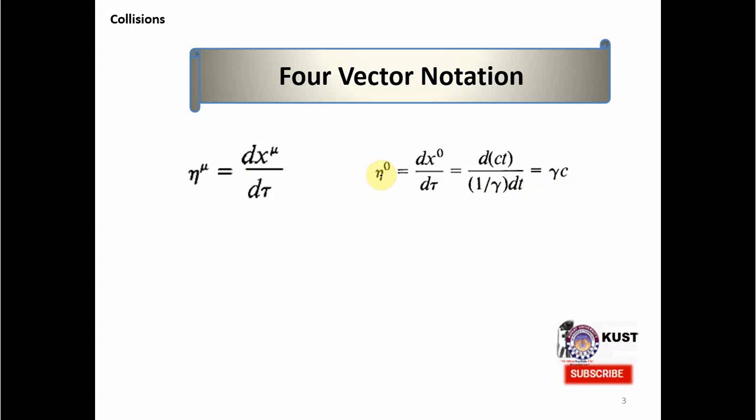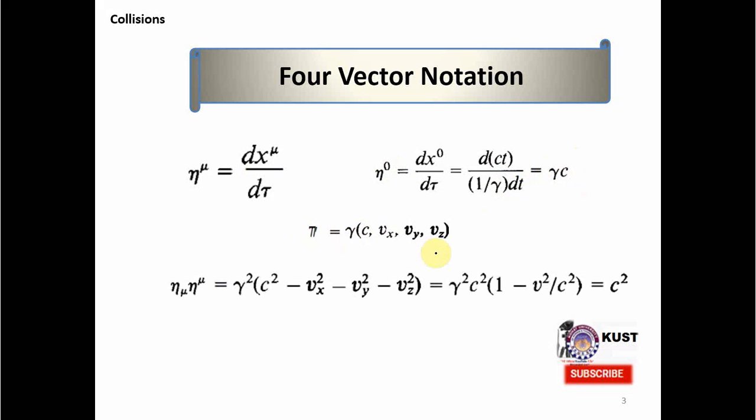So as I told you, the time component of the proper velocity is equal to the speed of light multiplied by gamma. So it depends upon gamma, but it is multiplied with c. Okay. So in 4-vector notation, this eta is equal to gamma c for the time component, and then the rest are the space components. And the next thing which we can do is to calculate this invariant, that is eta mu eta mu.